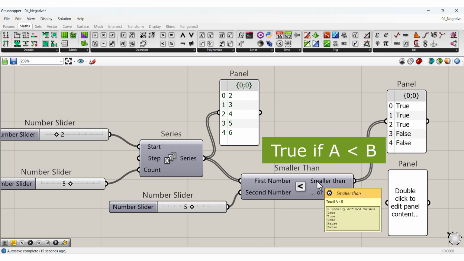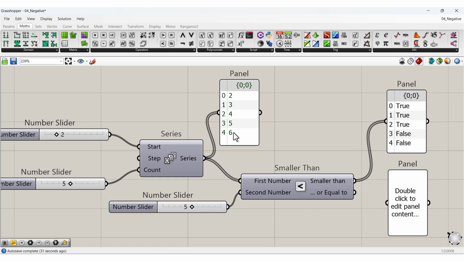Because what it says is if A is less. It doesn't say less or equal. It says less. And 5 is not less than 5, right? Now, 6 is greater than 5, so that one is also false.